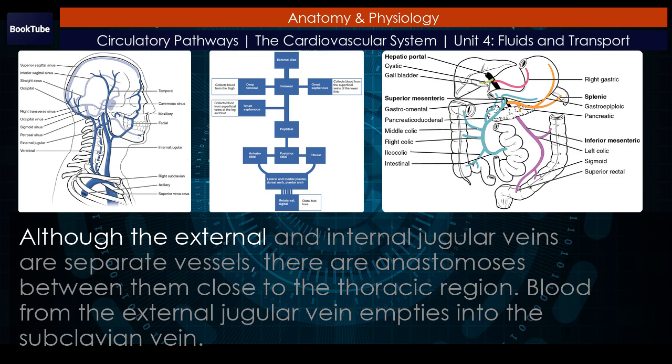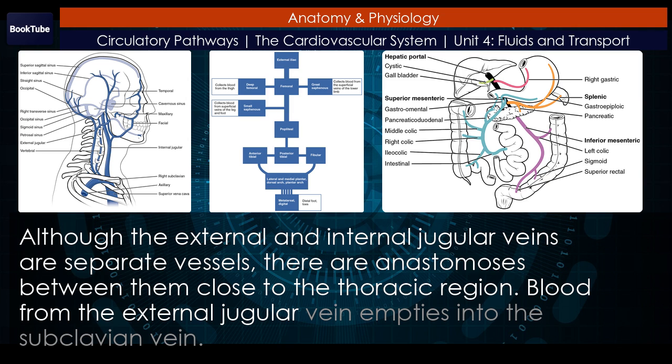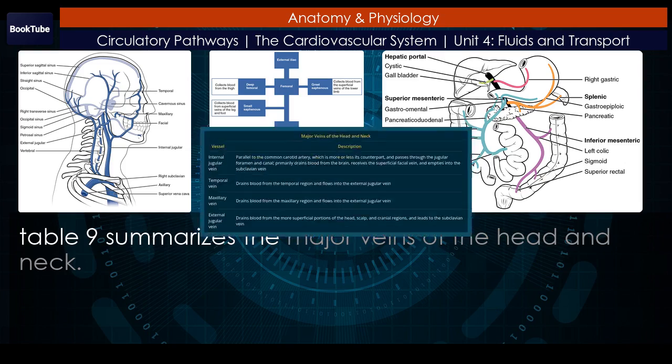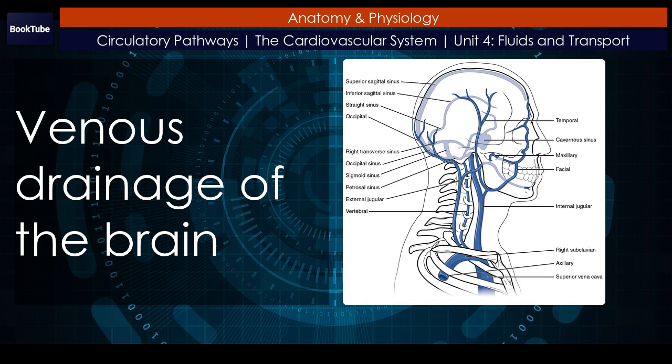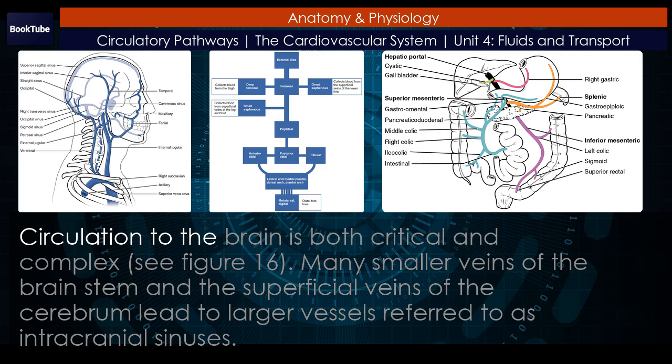Although the external and internal jugular veins are separate vessels, there are anastomoses between them close to the thoracic region. Blood from the external jugular vein empties into the subclavian vein. Table 9 summarizes the major veins of the head and neck. Venous drainage of the brain. Circulation to the brain is both critical and complex.